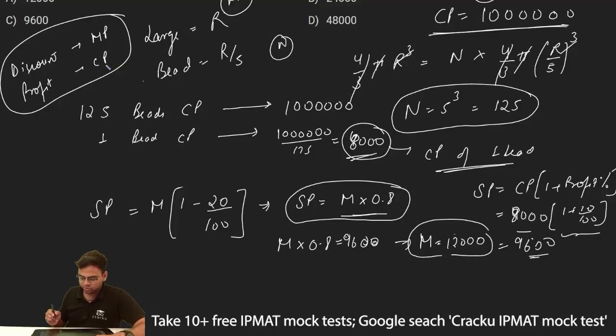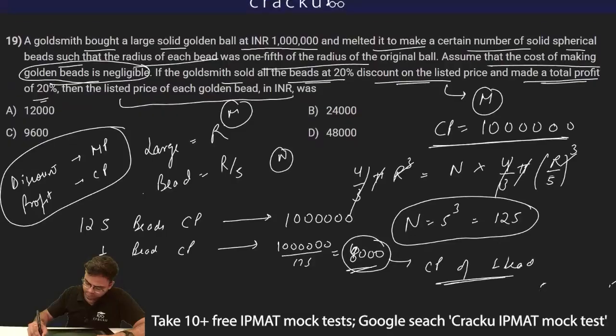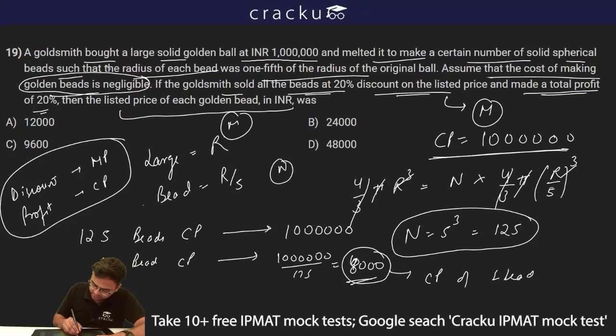Now it was M into 0.8. So M into 0.8 is 9,600. So M will be equal to 9,600 divided by 0.8, which is equal to 12,000. And this 12,000, that is this M, is basically the listed price of each bead, and therefore I can say the listed price of each bead in INR was rupees 12,000.